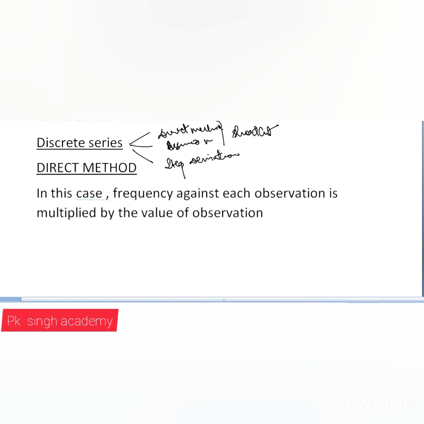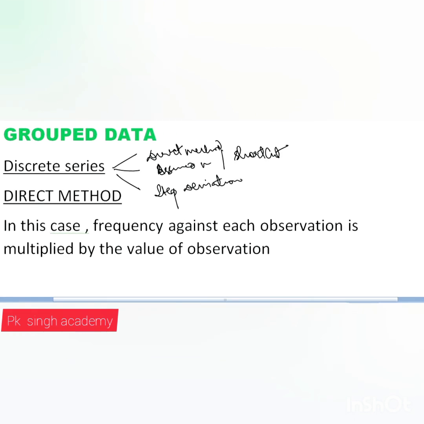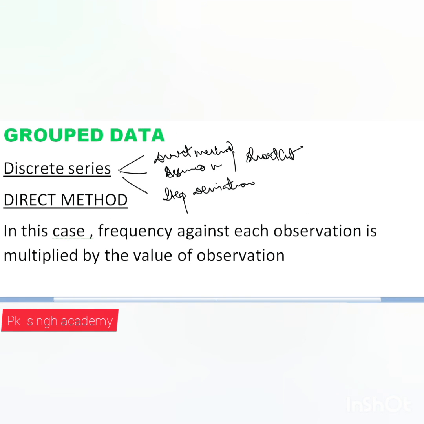For the continuous series, the direct method and step deviation method are there. Now we'll see one by one what a discrete series is and how it is calculated, what the direct method is, what the assumed method is, and what the step deviation method is.